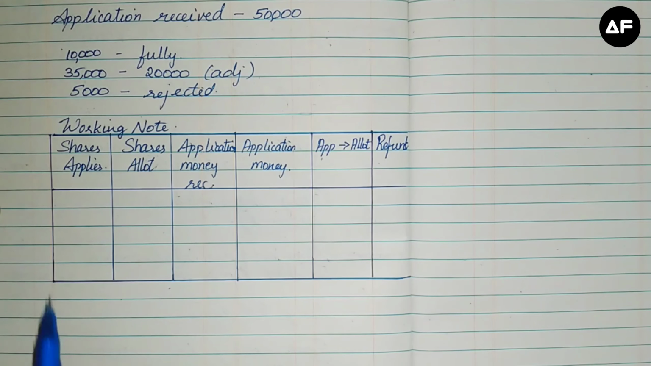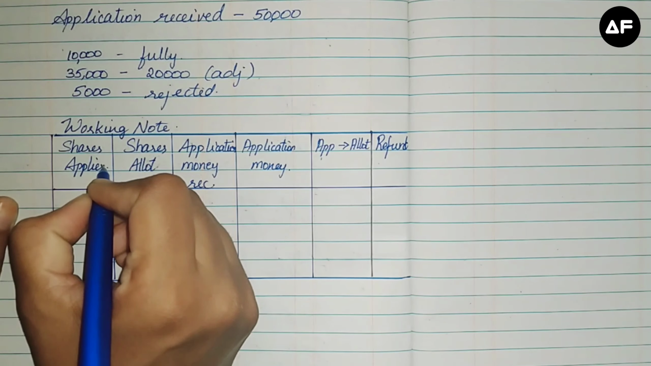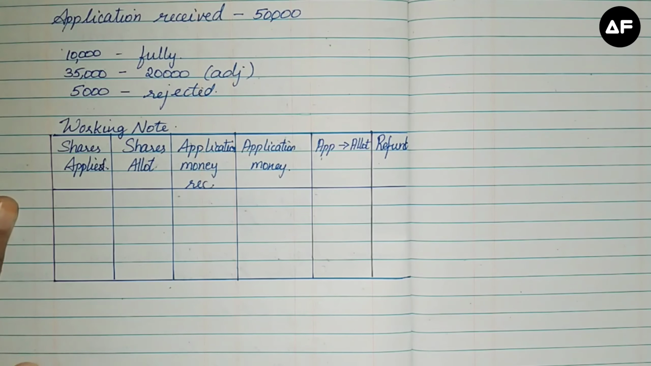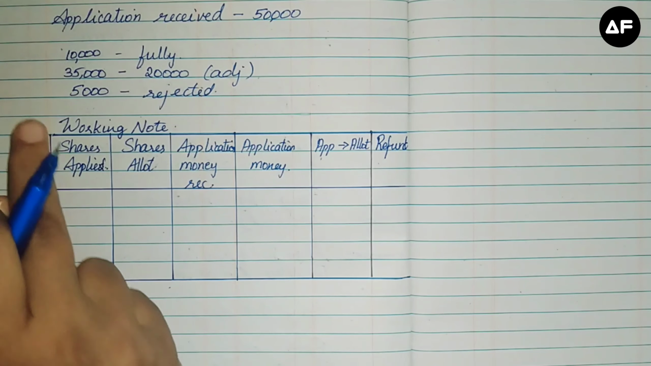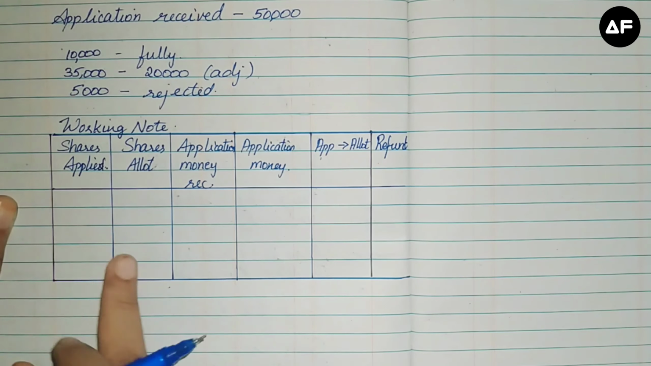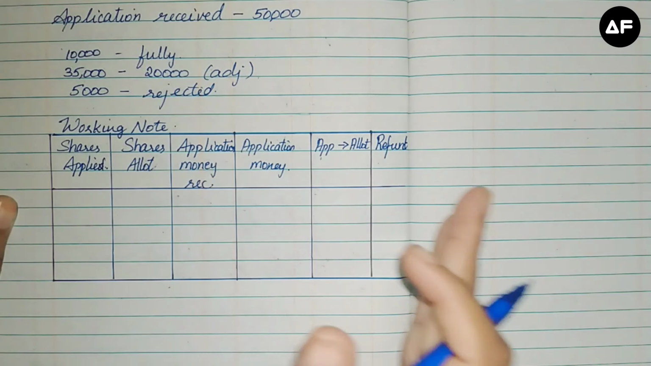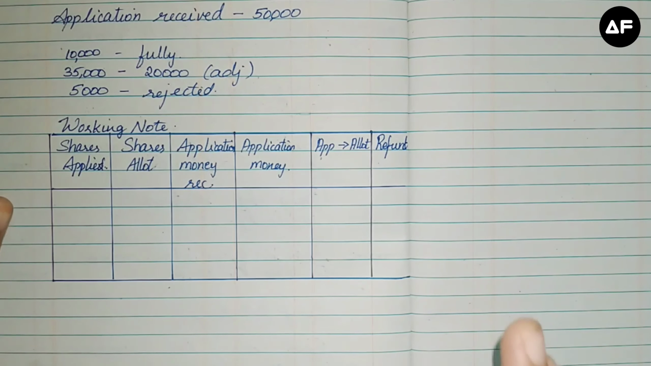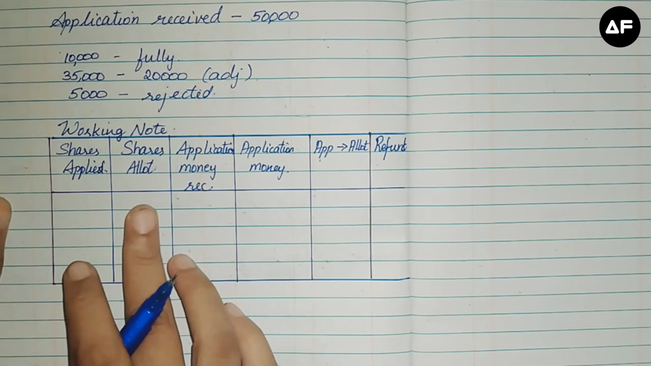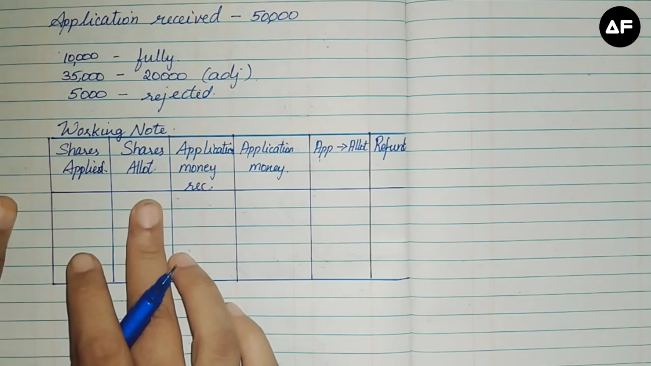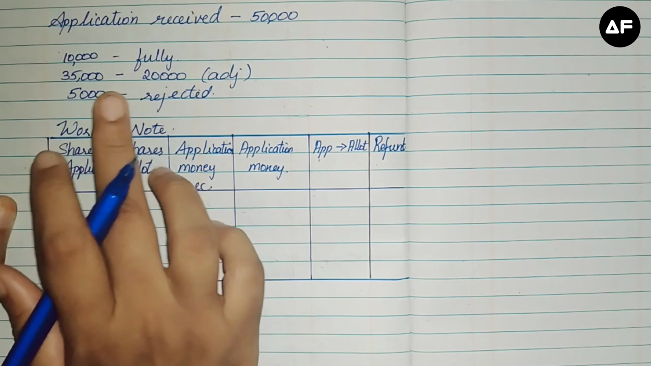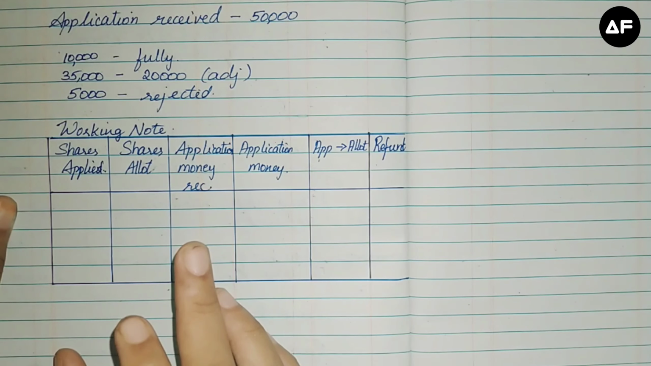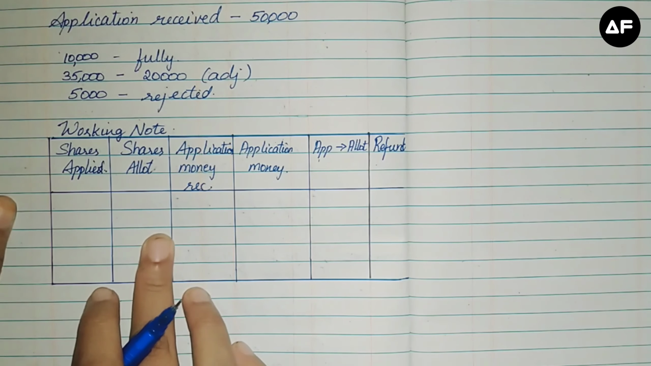So first is shares applied. How many shares have been applied by the public, that is the 50,000 shares. But we are not going to write 50,000 over here, we are going to deal with the breakup. I'll first explain the tabular column so that you understand what goes inside it. Next is how many shares have been allotted. Though it is 50,000 shares, it has been adjusted in the allotment process.